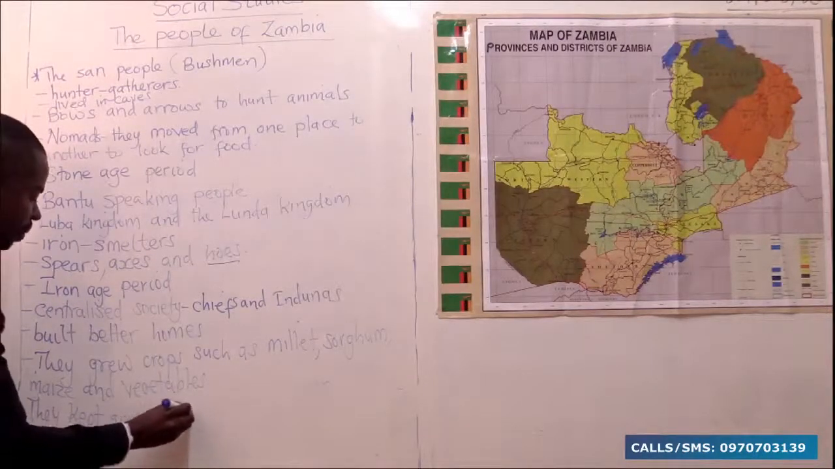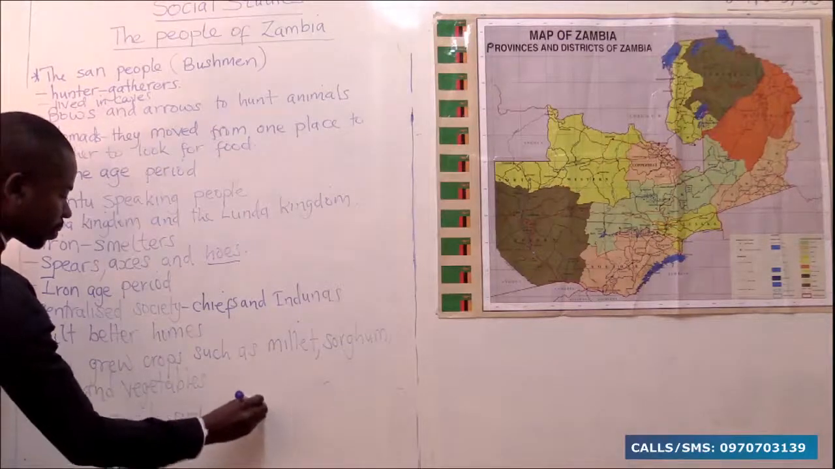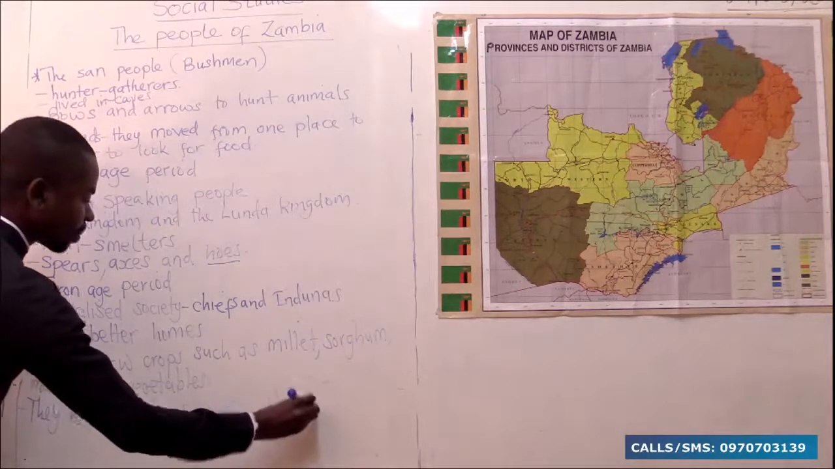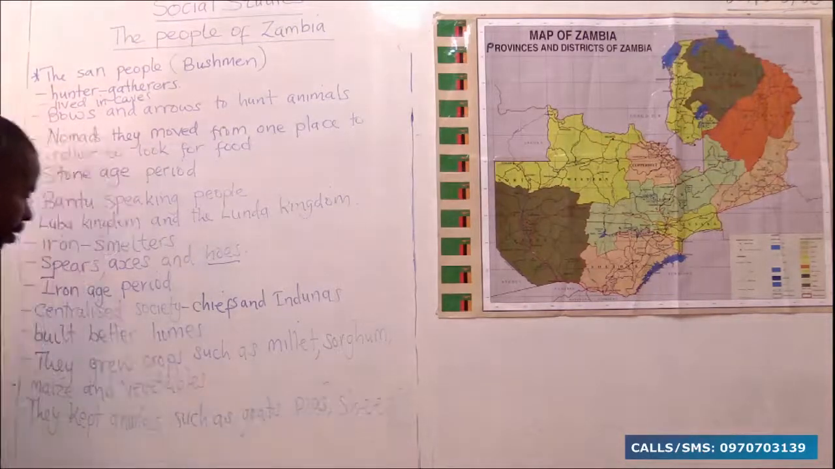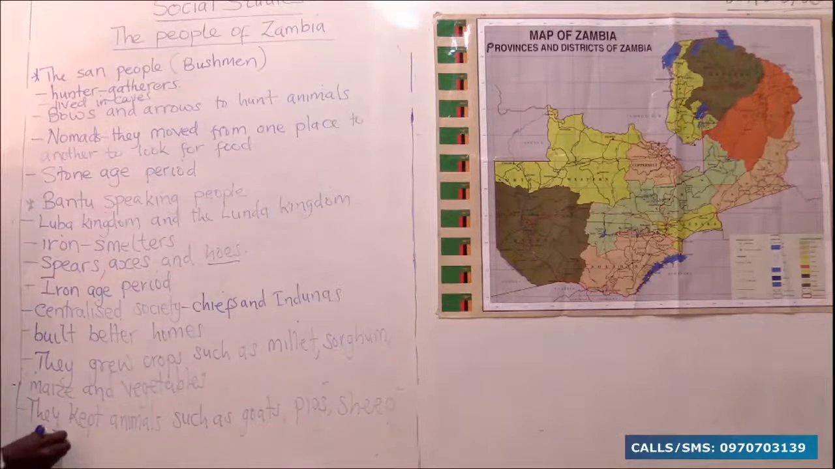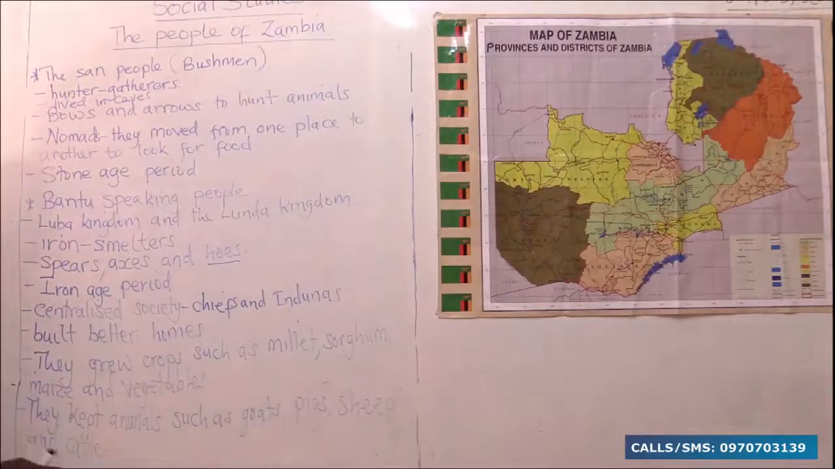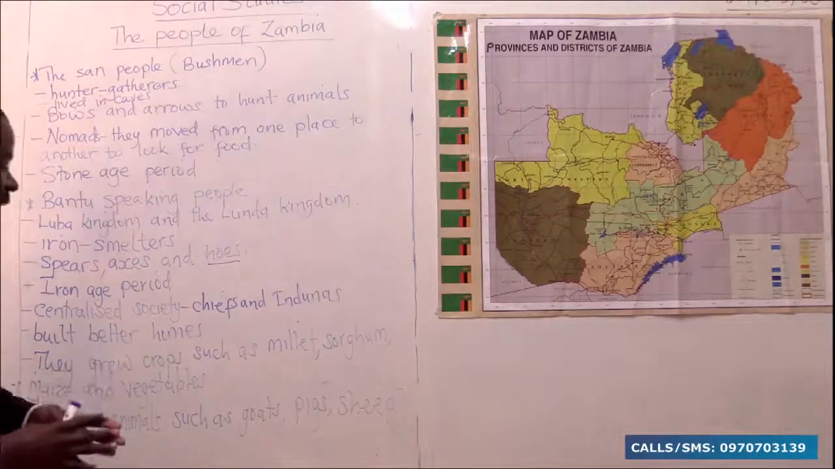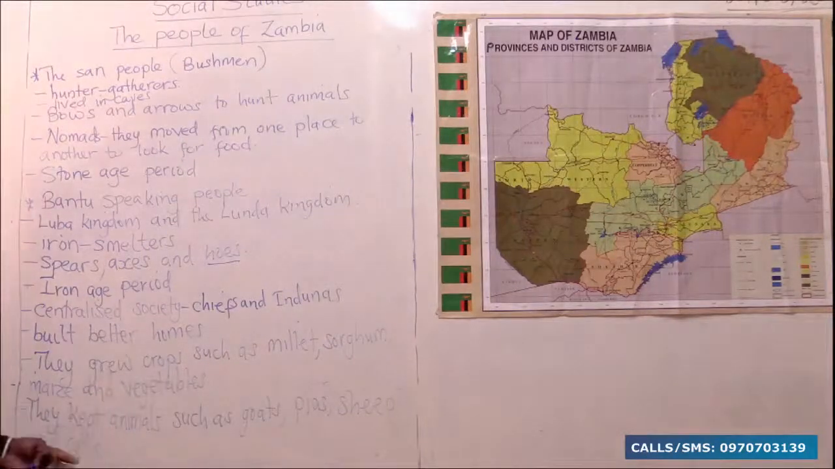They kept animals such as goats, pigs, sheep, and cattle. You can also add there, if you want, you can even put chickens, okay? So they got pigs, sheep, and cattle.